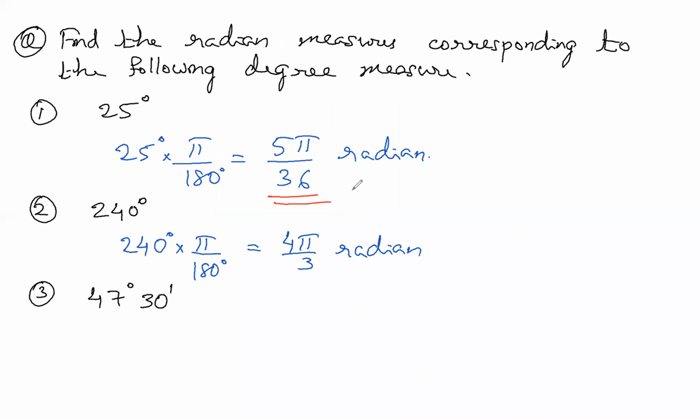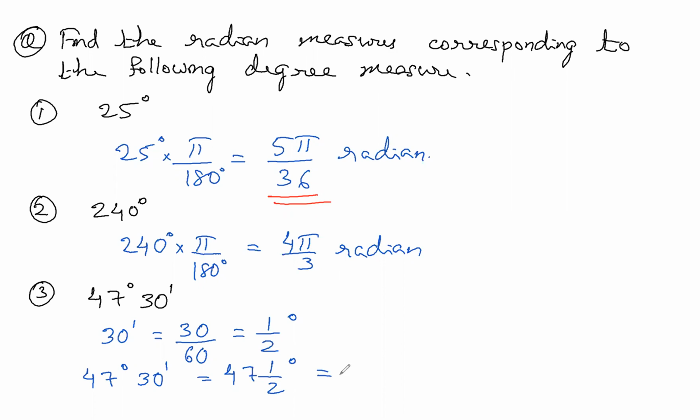That means you will take this 30 minutes and convert it to degree. 30 minutes is equal to 30 divided by 60, which is half degree. Is this writing clear? So minutes to degree we converted like this. Now 47 degree 30 minutes means we can write 47 and half degrees, because 30 minutes means it is half degree.